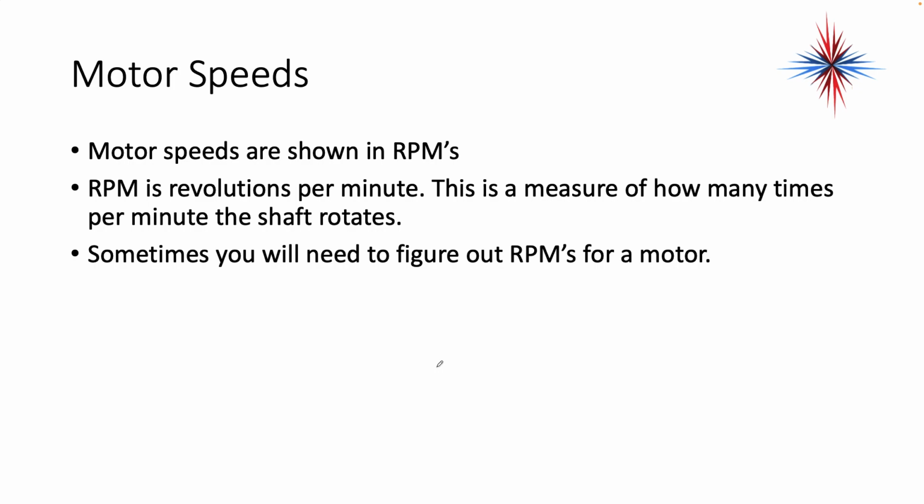Motor speeds are shown in RPMs. RPM is revolutions per minute. This is how many times per minute the motor shaft rotates. Sometimes you need to figure out RPMs for a motor.